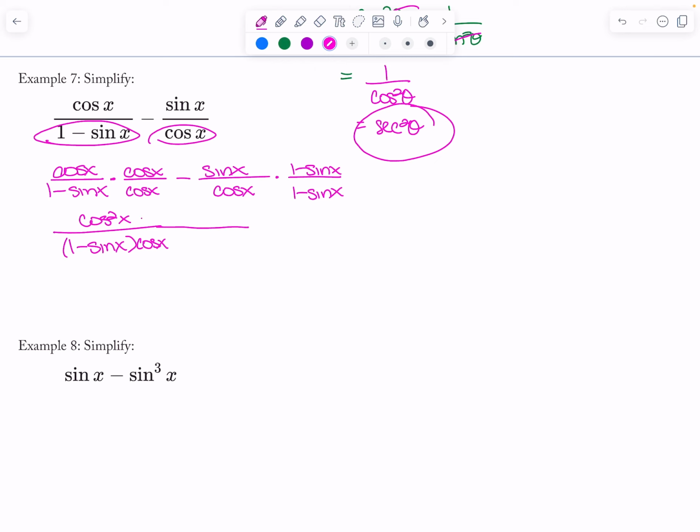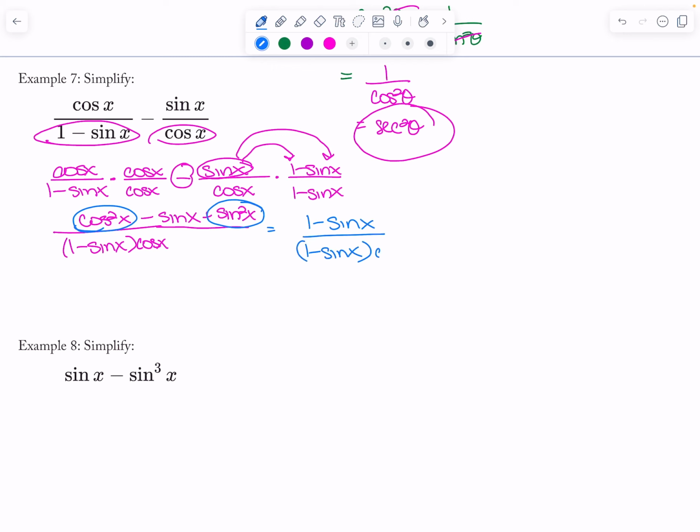And what I get is minus sine of x, because I'm going to take this negative with this sign, and I'm going to distribute here, and then I'm going to distribute here, and then I get a plus sine squared x. And so what you notice is that this sine squared and this cosine squared gives me 1. So I get 1 minus sine of x in the numerator, 1 minus sine of x in the denominator, and a cosine. And then what you notice from there is that my 1 minus sines go away, so I'm left with 1 over cosine, which is secant.